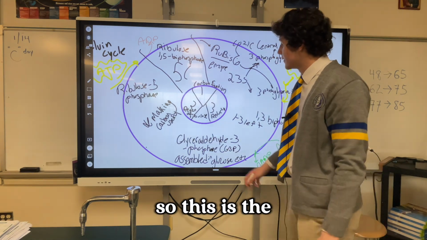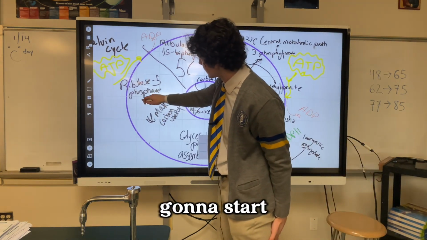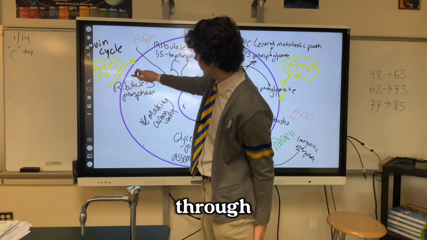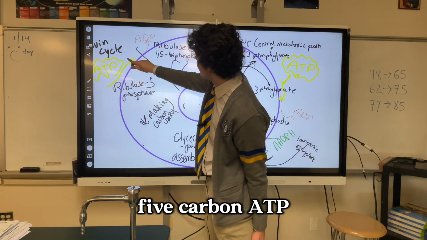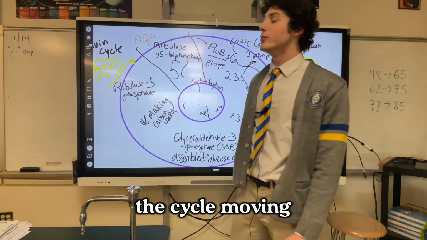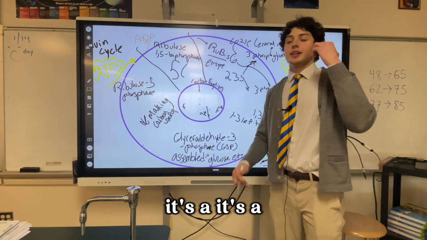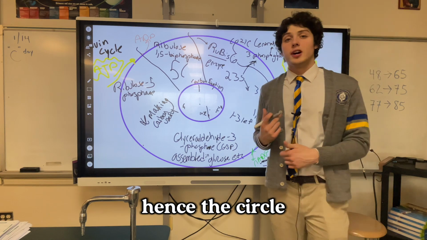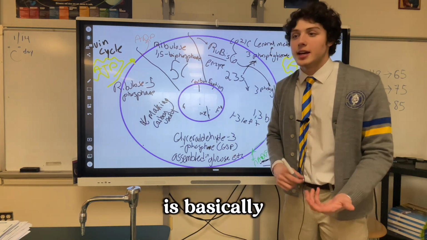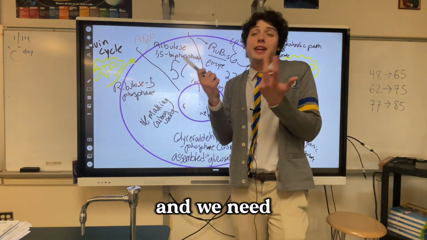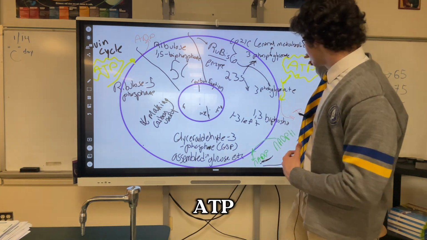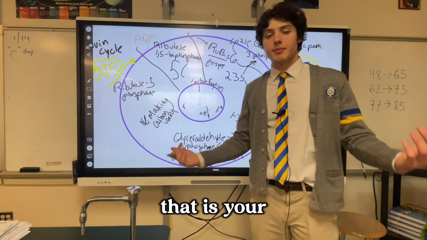So now the cycle is going to start again here through the ribulose. I don't really want you guys to worry about this. We're going to have that 5-carbon. The ATP is going to come in, right? And now the energy, the ATP, it's getting the cycle moving. So it's almost like it's a constant cycle, hence the circle, but it needs ATP to move. So you can't produce ATP without ATP is basically what we're saying. We need energy to produce energy. So this ATP is giving us ADP, and that is your Calvin cycle.